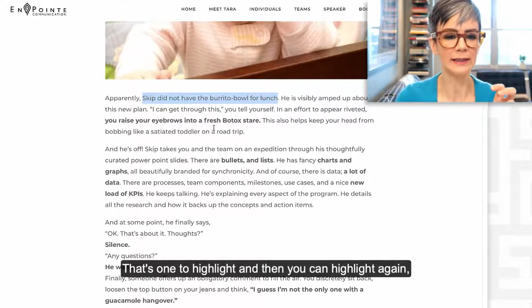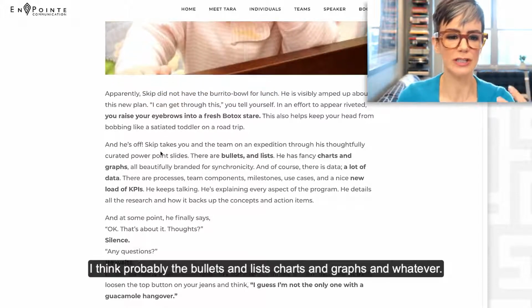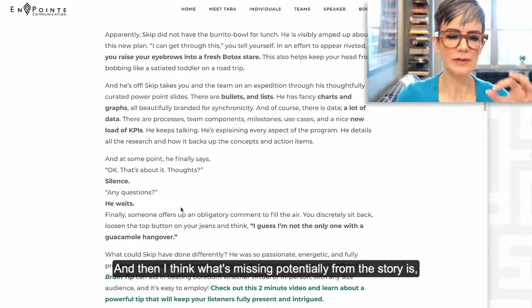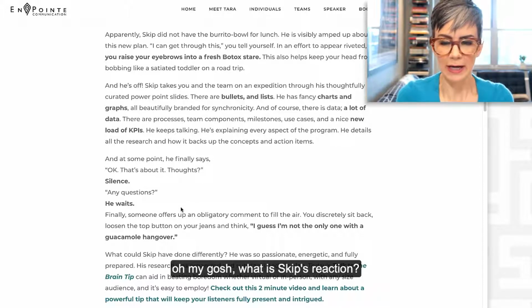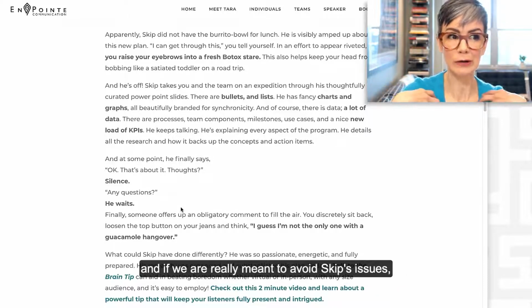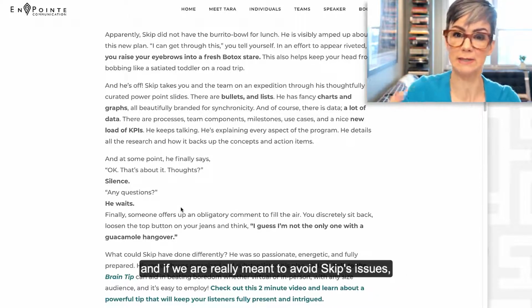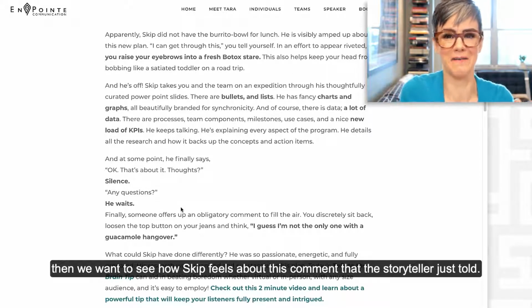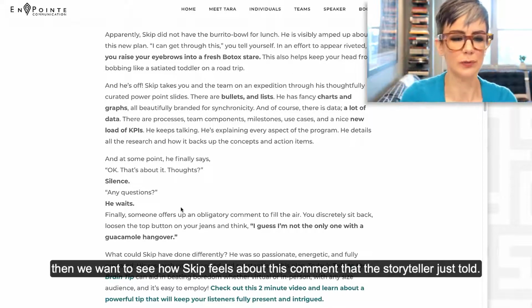That's one to highlight. And then you can highlight, again, I think probably the bullets and lists, charts and graphs and whatever. And then what's missing potentially from the story is, oh my gosh, what is Skip's reaction? Because again, if we're trying to empathize with Skip and if we are really meant to avoid Skip's issues, then we want to see how Skip feels about this comment that the storyteller just told.